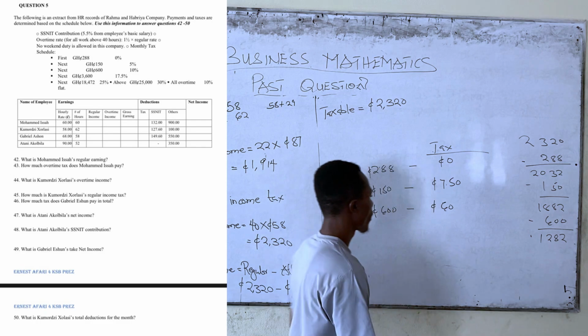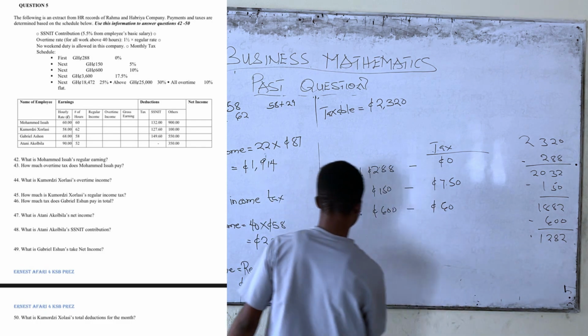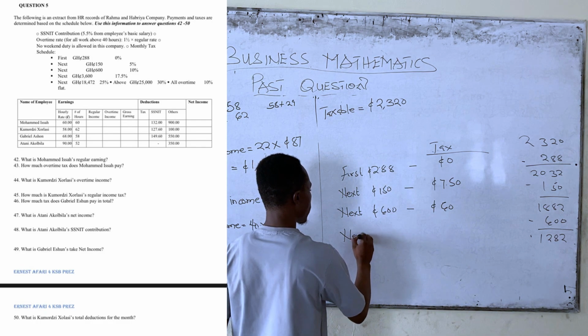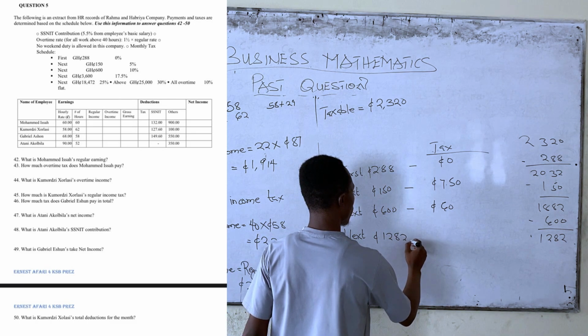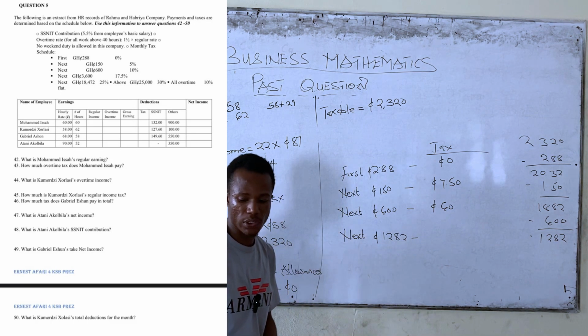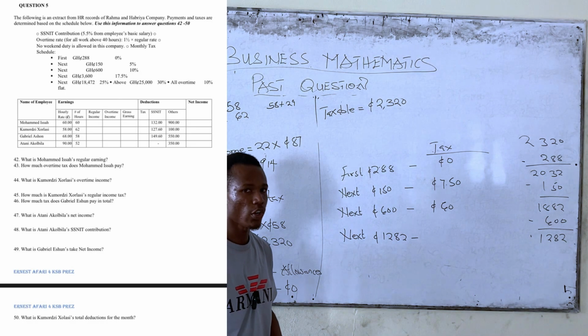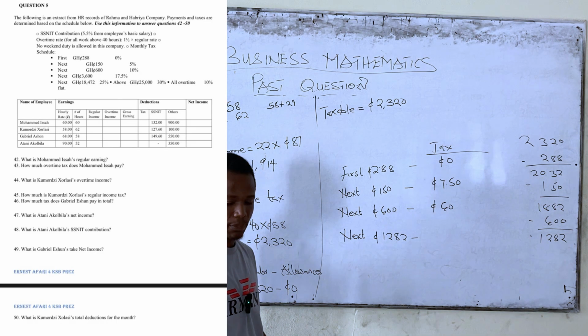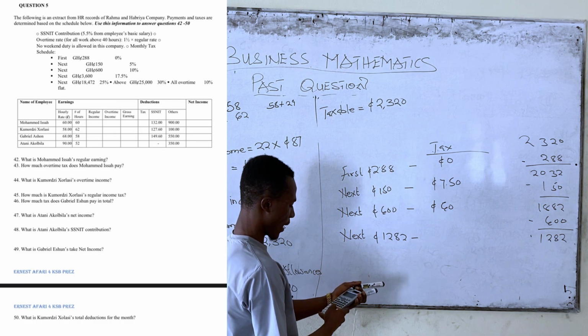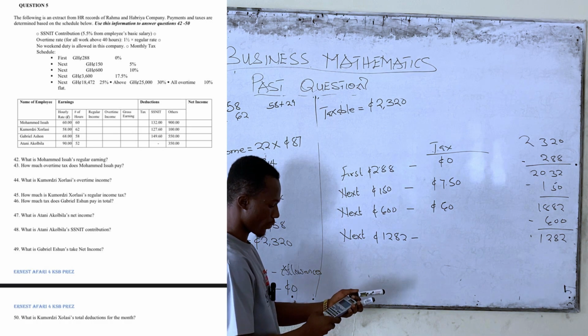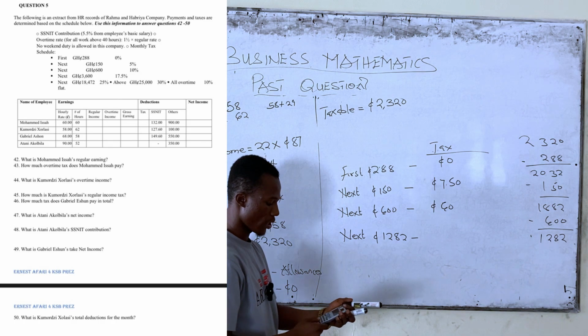Don't forget. So we are going to use our remaining and say next 1282. But we will use what? The percentage there. We are not going to use the amount, but we will use the percentage there. So we are using this to multiply the percentage, 17.5%.